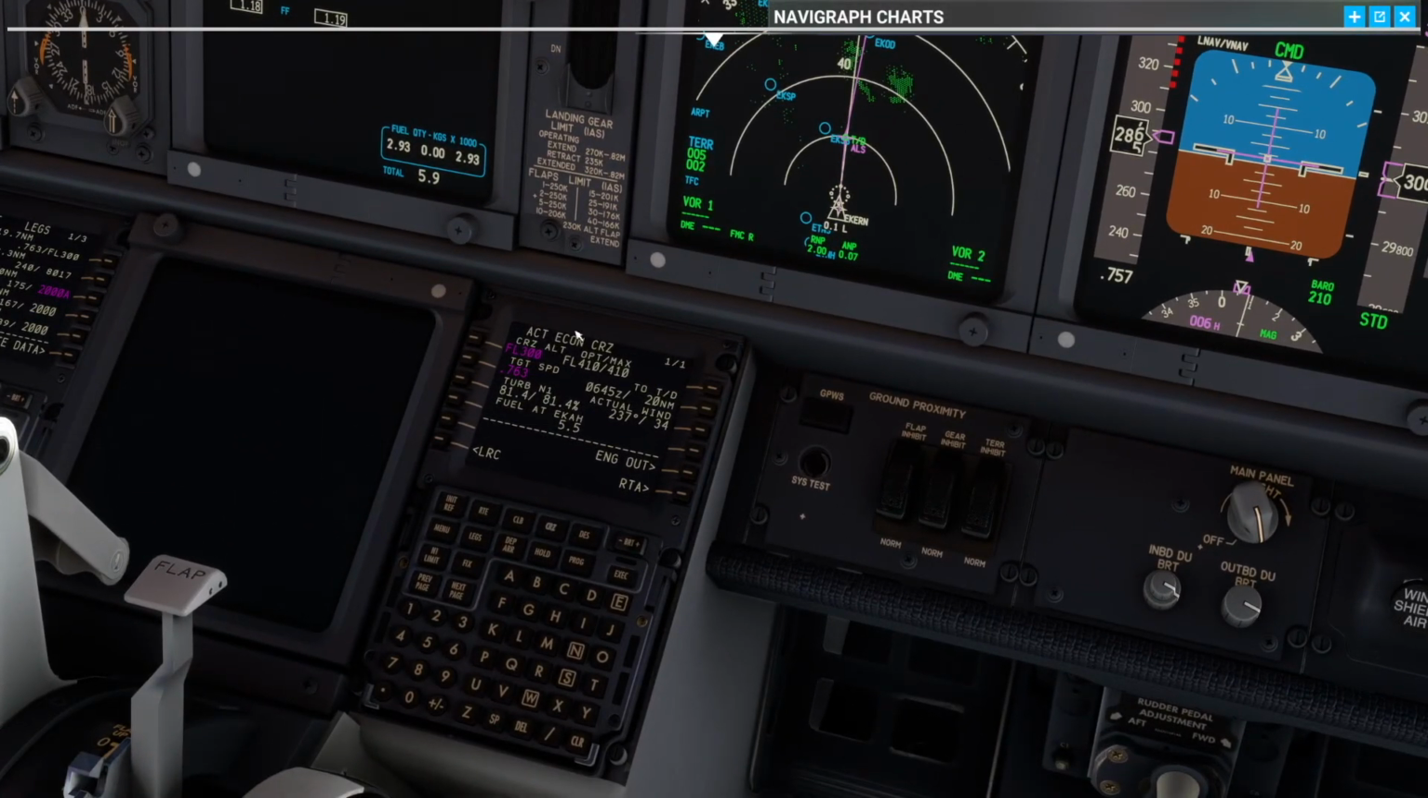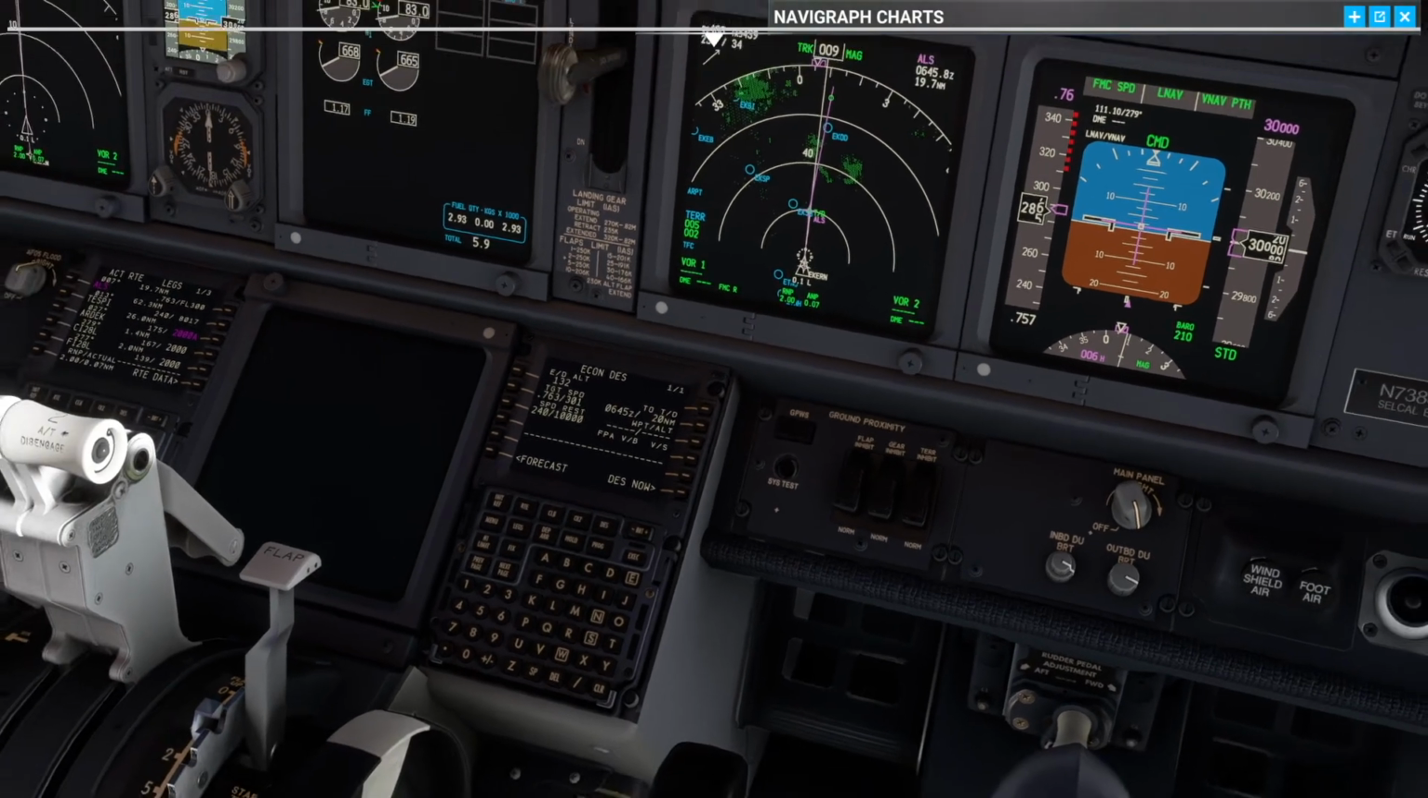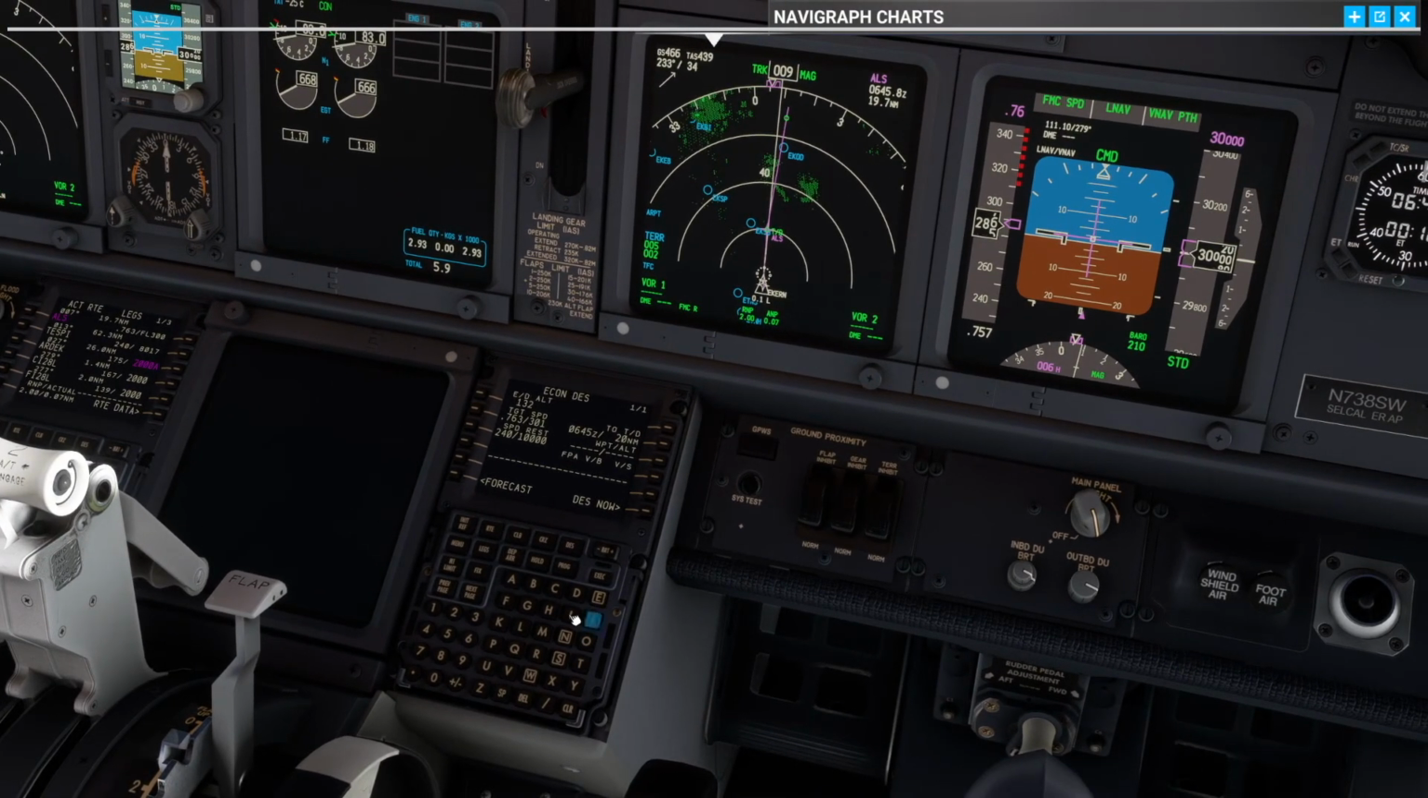Now, if we go to our descent page on our FMS here, we can update a few things. First of all, let's update the speed restriction. It is 250 knots below 10,000 feet. And immediately you can see that the VNAV recalculates our top of descent here.